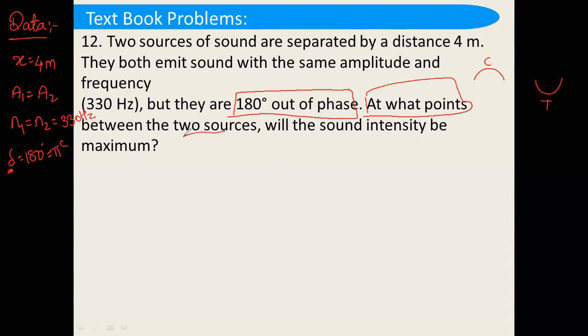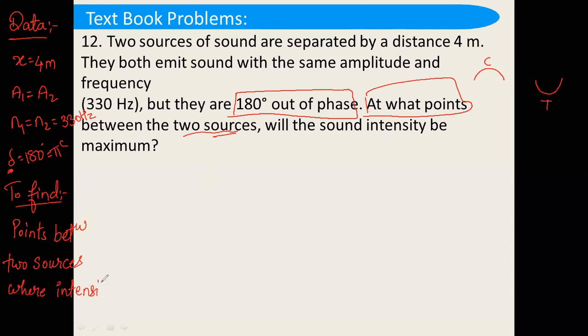At what points between the two sources will the intensity of sound be maximum? So what is to be found? Points between the two sources where the intensity of sound is maximum.